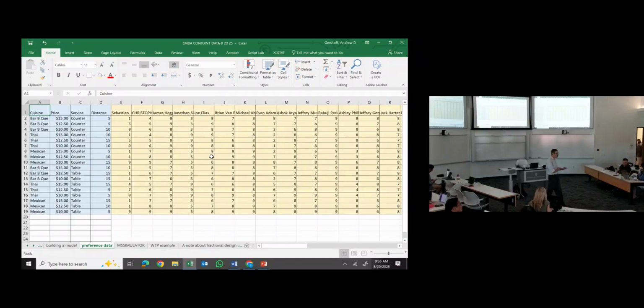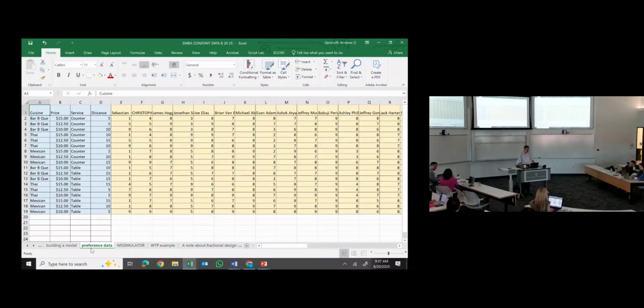Let's get back to work. I've turned down the lights, not for napping, but so that the screen is a little bit easier to see. That's helpful. So if you want, you can open up the spreadsheet and play along with me. This project is called EMBA Conjoint Data 8-2025.